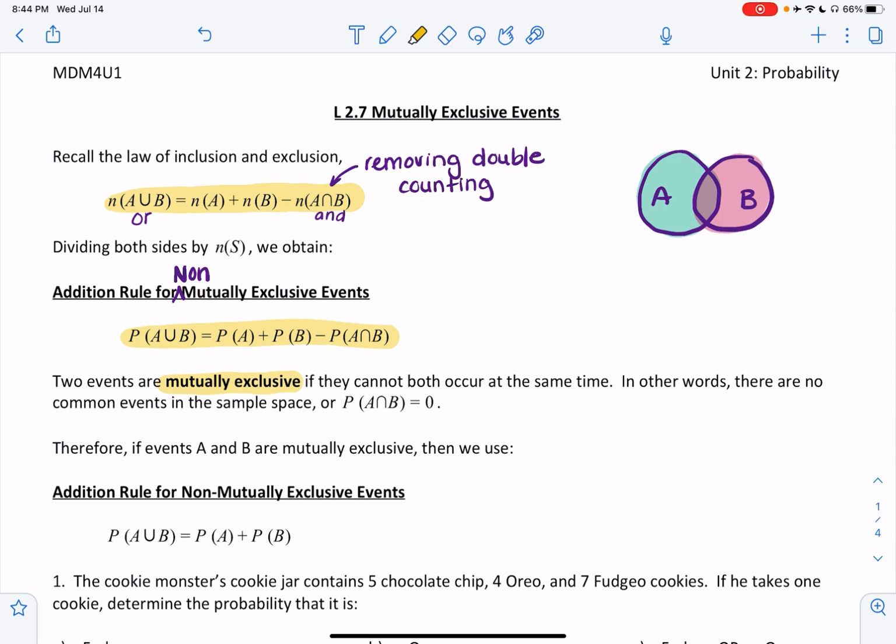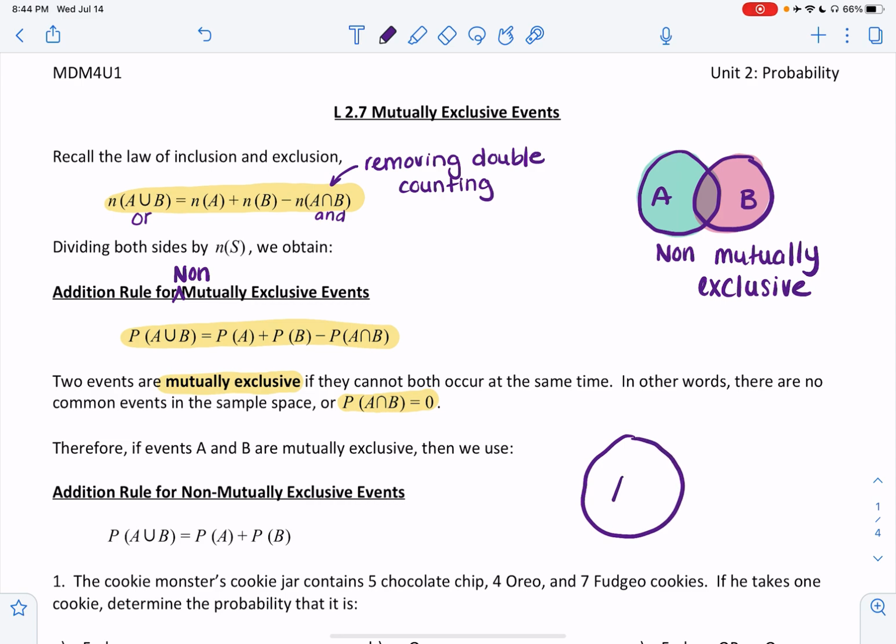So 2 events are mutually exclusive if they cannot both occur at the same time. In other words, there's no common events between them, and the probability of A and B is 0. So if they are mutually exclusive, they cannot occur at the same time, and this middle bit here has no elements in it. It's 0. So when I go to subtract it, I'm subtracting 0. So no issues here. So this here is an example of non-mutually exclusive. And if I had a situation like this, where they're entirely separate, then these would be mutually exclusive.